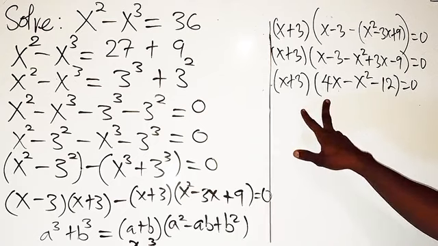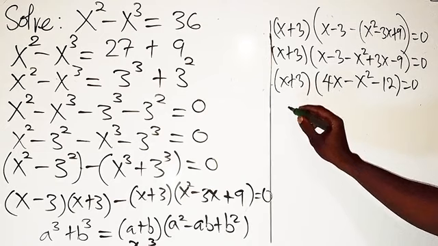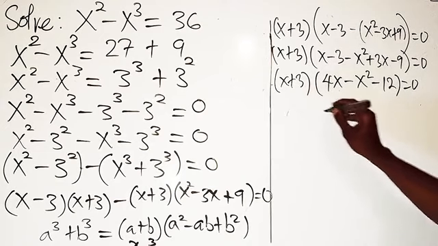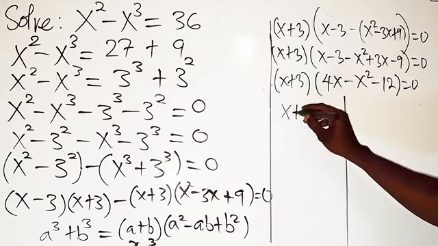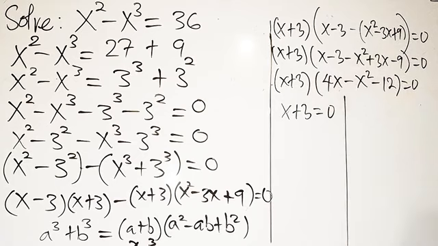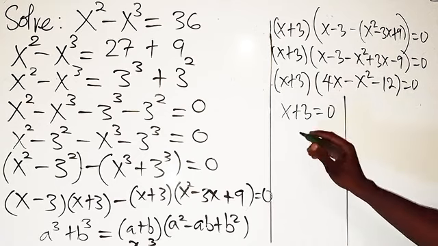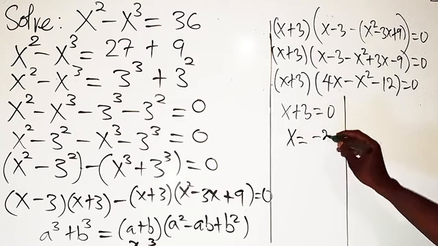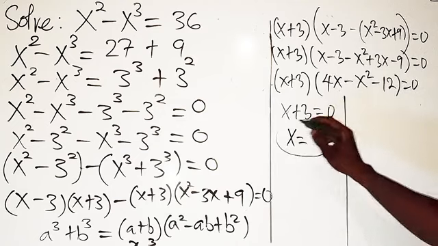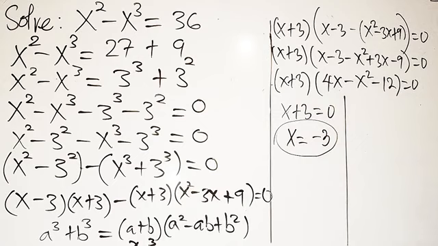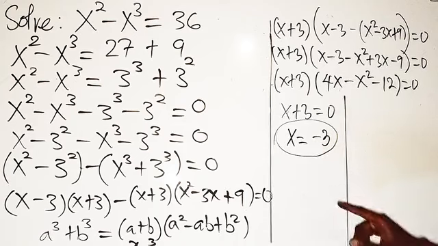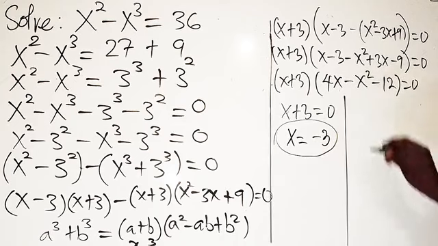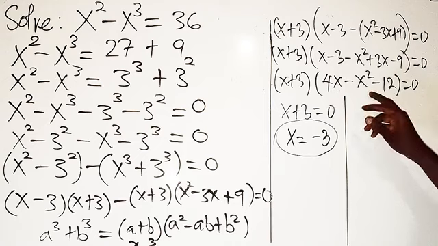So now from here, we can see that we have two equations. So it is either x plus 3 equals 0, right? So now if x plus 3 equals 0, it means that x equals minus 3. So we have one solution to be x equals minus 3, and this is a real value. Now let's check for this second one. We have 4x minus x squared minus 12. Now let us check the nature.